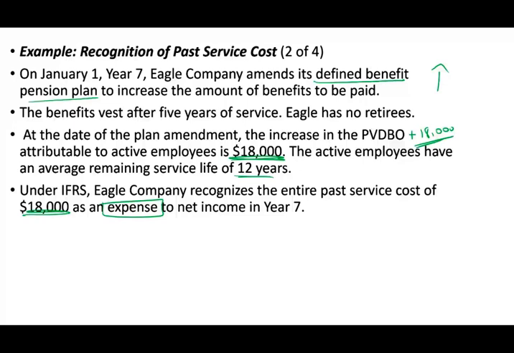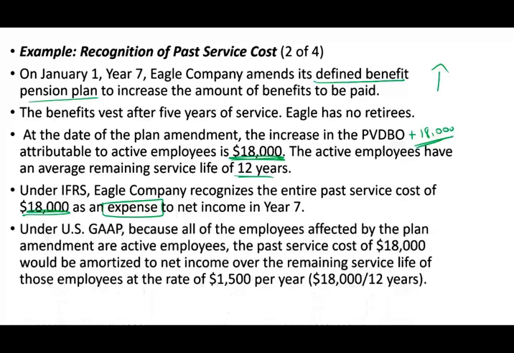We're going to go back and give you more money for your pension. We're going to be very generous. This is under IFRS. Under US GAAP, what's going to happen? We're going to take the $18,000, put the $18,000 in OCI, other comprehensive income. Then we will expense it over 12 years. So every year we will transfer to the income statement $1,500 of prior service cost. So it hit the income statement very slowly.